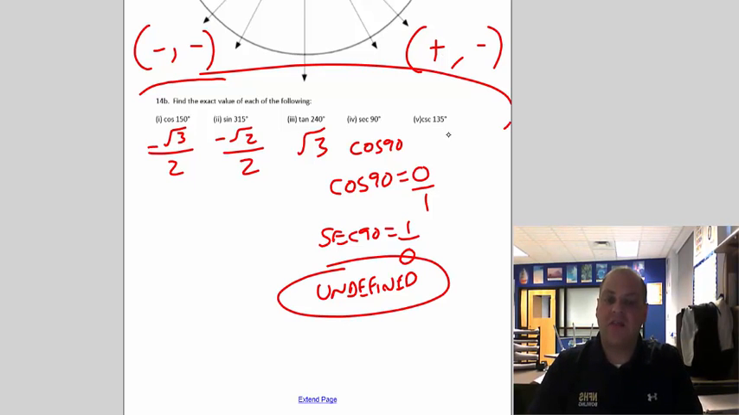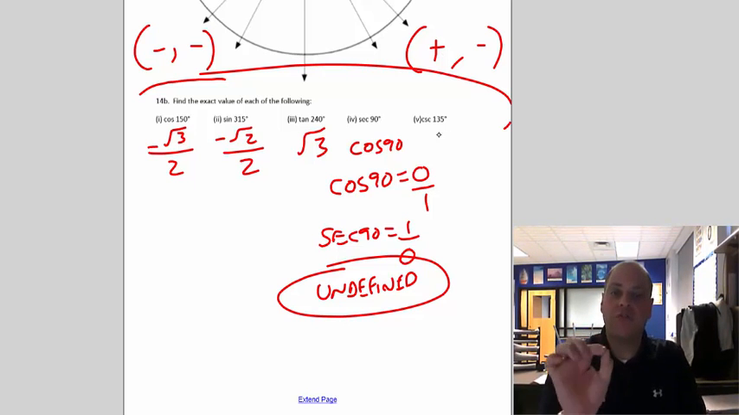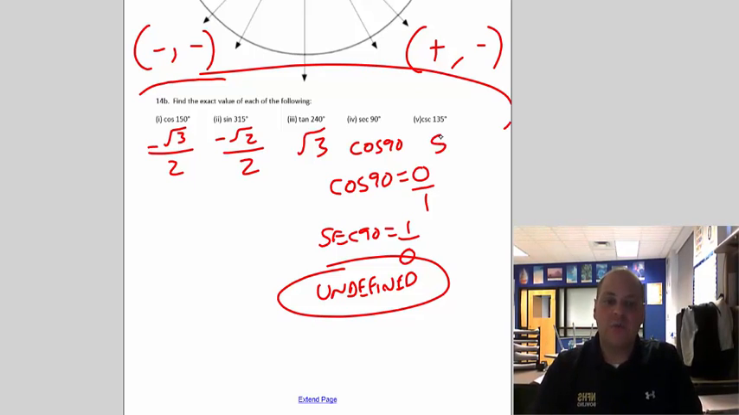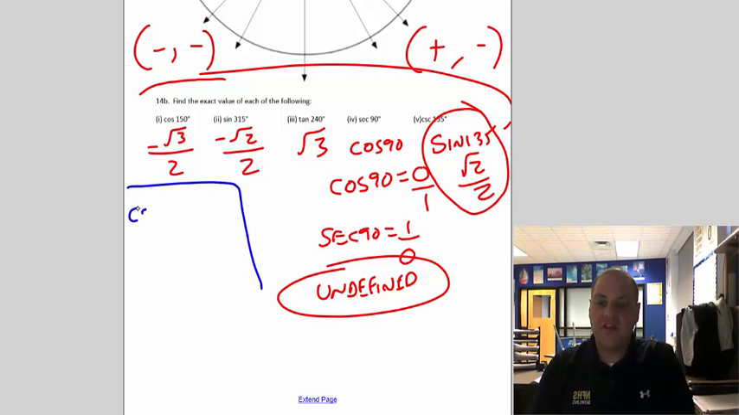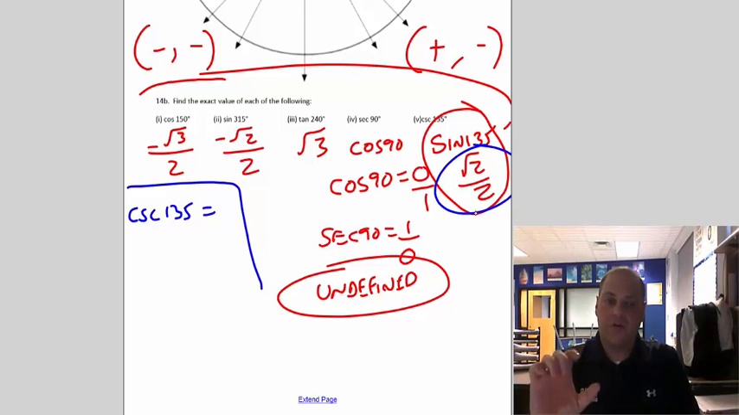And then the cosecant of 135, the reciprocal of cosecant is sine. So we want sine 135, and that's from the unit circle, radical 2 over 2. Okay? So the sine of 135 is radical 2 over 2. The cosecant, I'm just going to go over here, okay? The cosecant of 135 is going to be the reciprocal of the sine of 135.